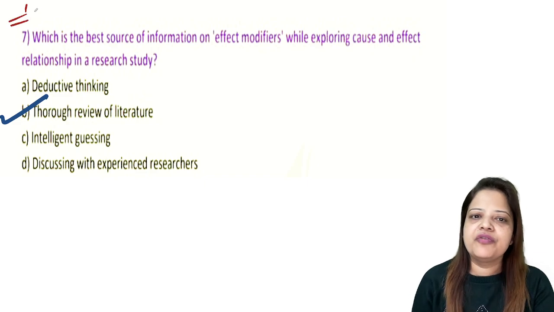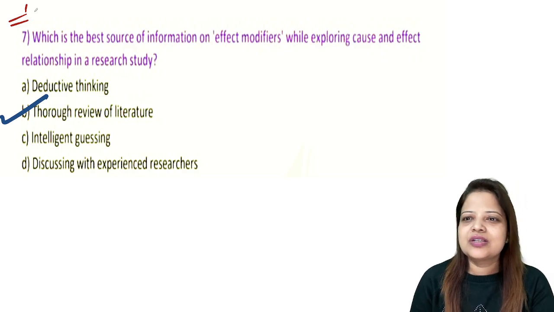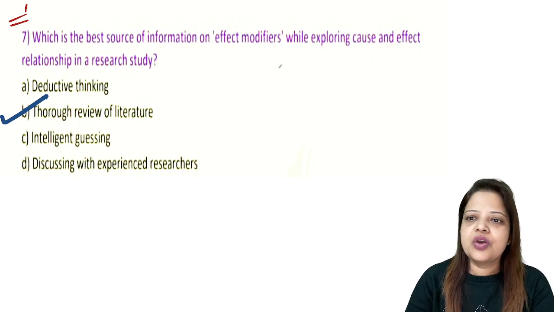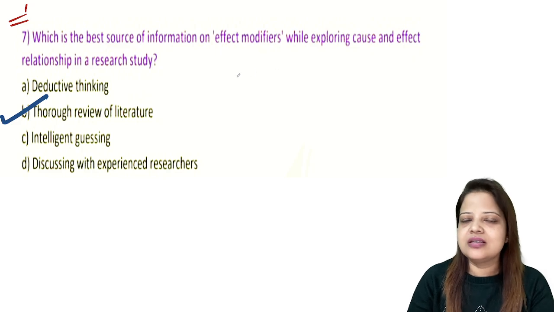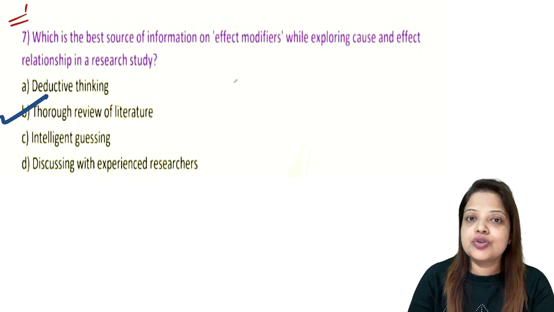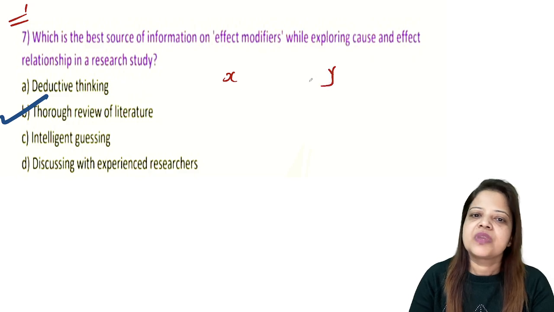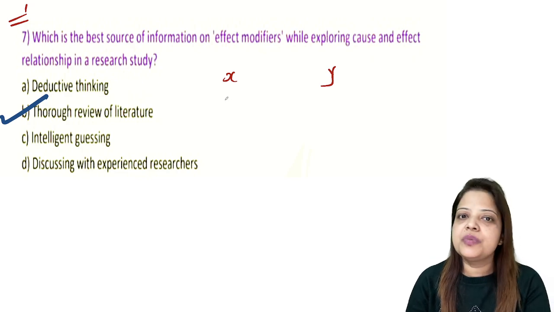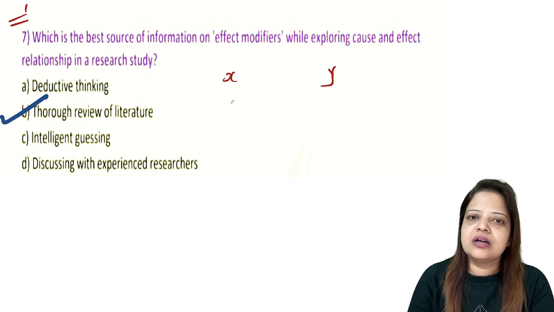which is the best source of information on effect modifiers while exploring cause and effect relationship in a research study? Let me tell you first what is cause and effect relationship. With the help of regression analysis, we see cause and effect relationship. What is regression analysis? Regression analysis gives us two regression lines. If you have two variables to identify, suppose x and y, these are called dependent and independent variables. But you have to find out which variable is dependent and which variable is independent.